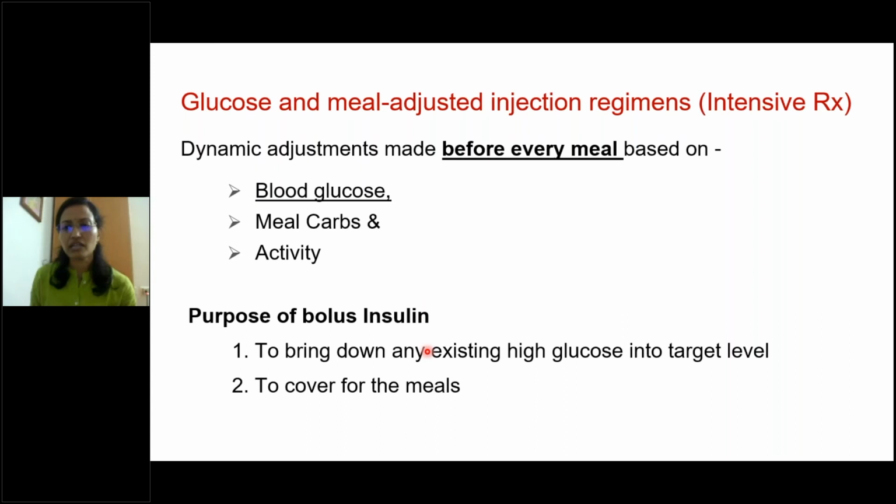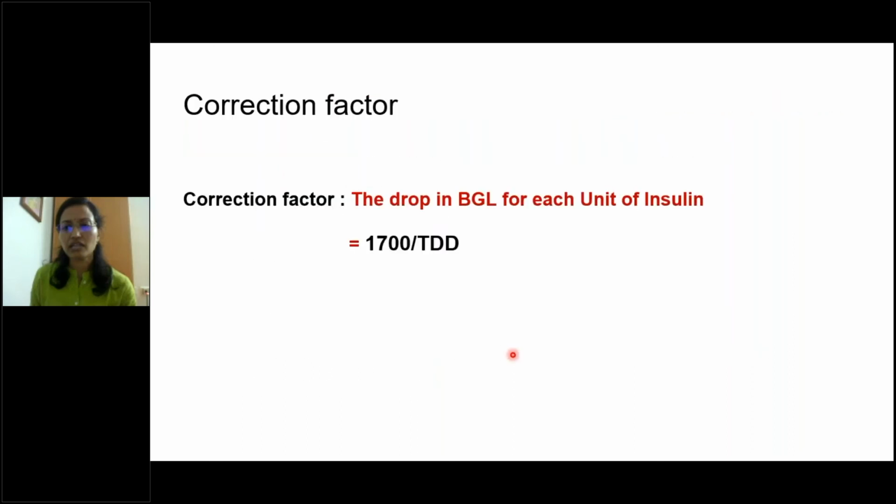Just for example, before breakfast, a child has a blood glucose of 70 versus 350. How does it make sense to give the same amount of insulin for 70 and for 350? No, right? For 350, you would like to give a little higher dose of insulin. That is the adjustment you make for the blood glucose. At this point, it's important to understand the concept of correction factor and how to calculate it.